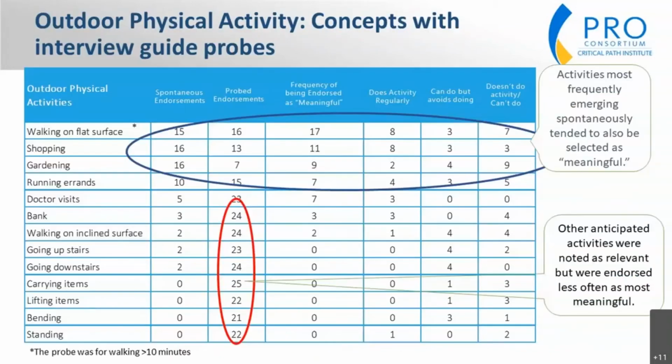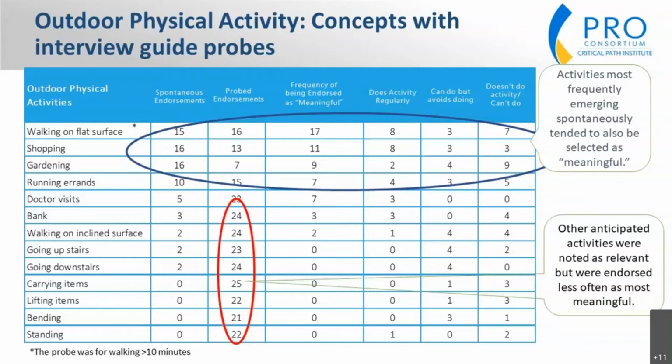Activities that most frequently emerged spontaneously tended to also be selected as most meaningful for the activities outside the home. And that applied for both activities that had probes in the guide and did not have probes in the guide. So these important ones included walking on flat surface, shopping, gardening, running errands. Other activities with probes in the guide, such as going up and down stairs, standing, were noted as relevant, but were endorsed less often as meaningful to participants.